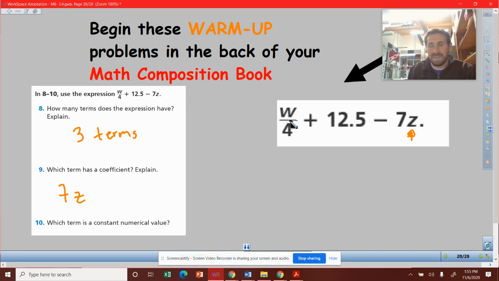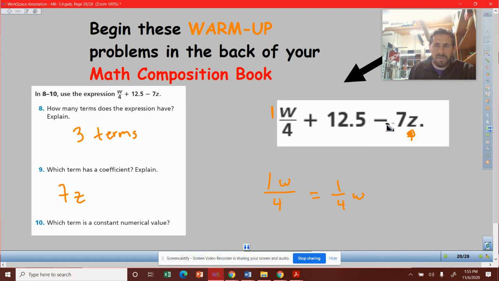It actually does, and not everybody sees it, but if you don't see it right now, that's fine. How many W's do you see up here? 1 W. So this is 1 W over 4. Are you starting to see the coefficient at all? This is the same as saying 1/4 W.